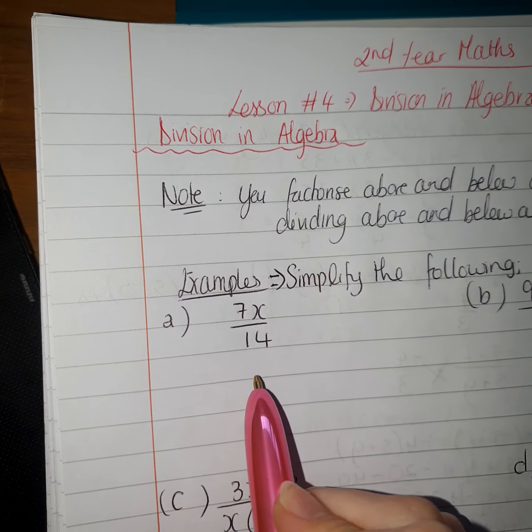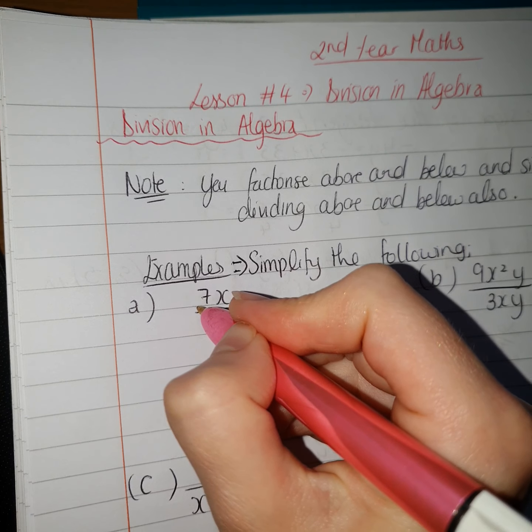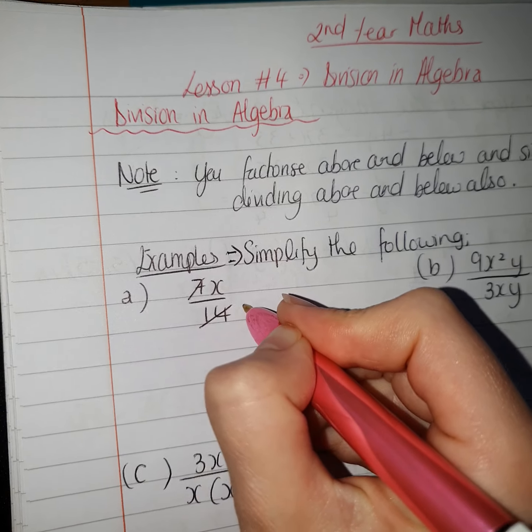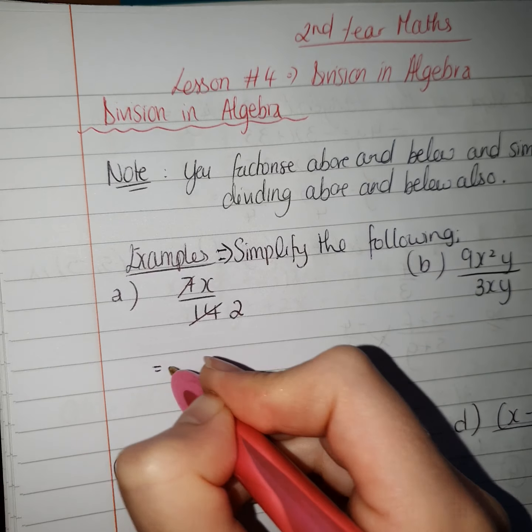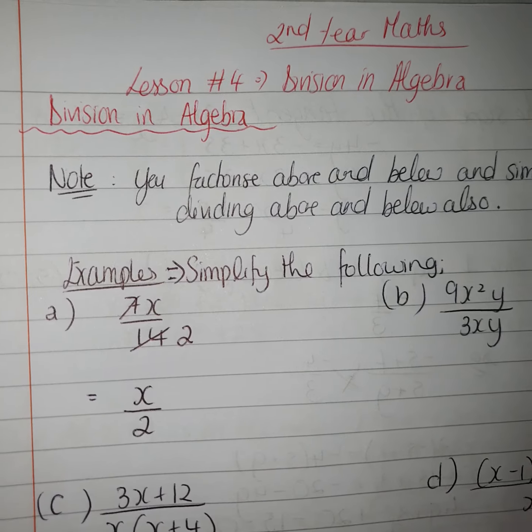So we have 7x divided by 14. So if we think about it, 7 will go into 7 and 7 will go into 14 twice. So what we're left with then really is x all over 2. We can't simplify it any further.